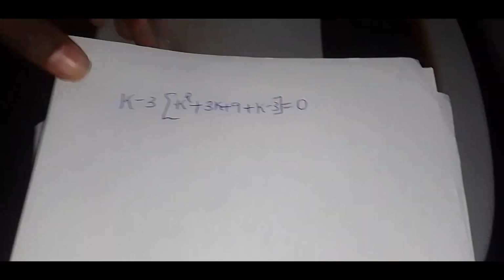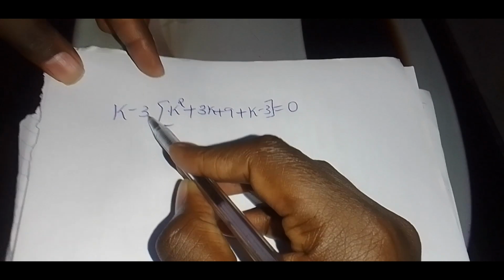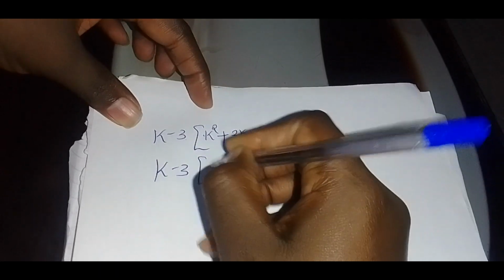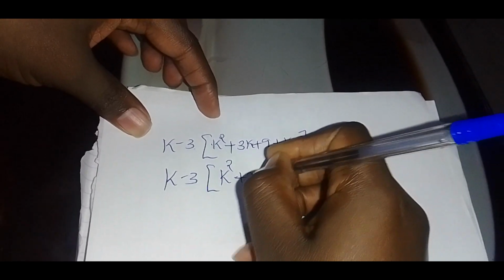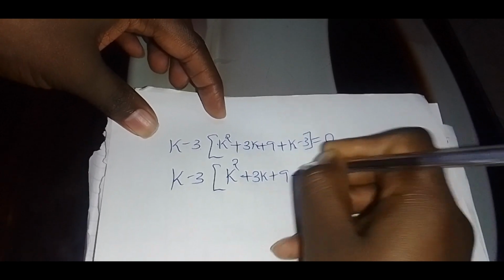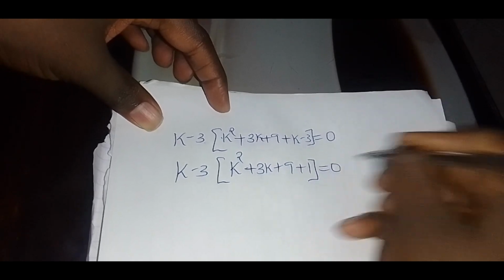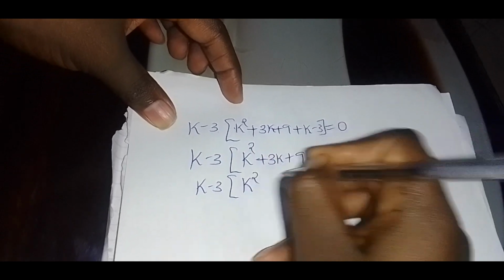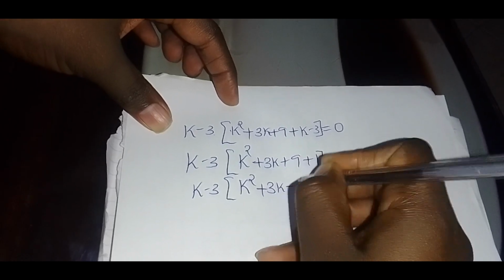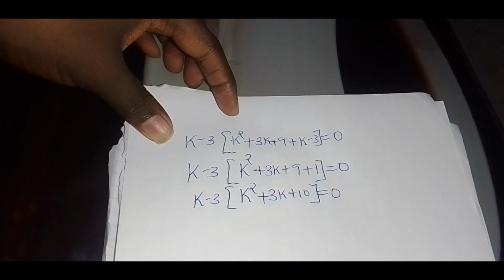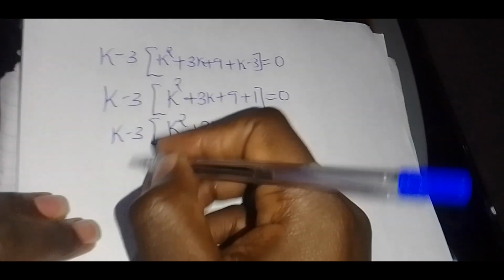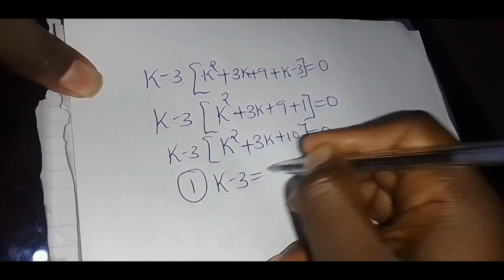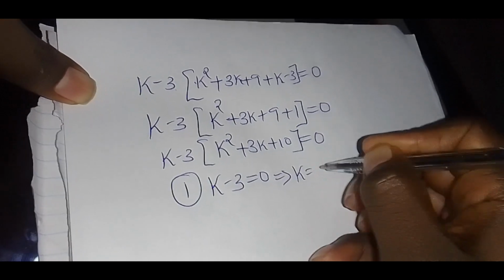If you check here, k minus 3 is common, so we just factor out k minus 3. This will be k squared plus 3k plus 9 plus 1, which is equal to 0. So this is k minus 3 into bracket k squared plus 3k plus 10, equal to 0. The first value of k, which is k minus 3 equal to 0, means k is equal to 3.